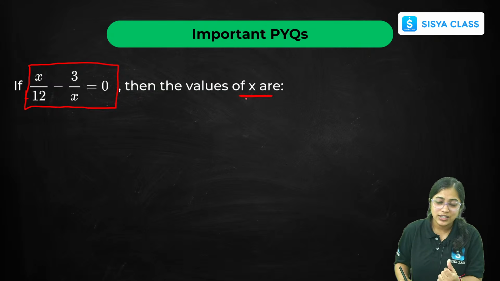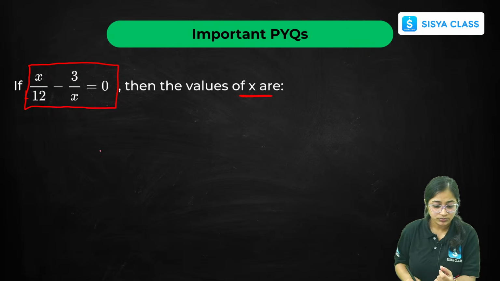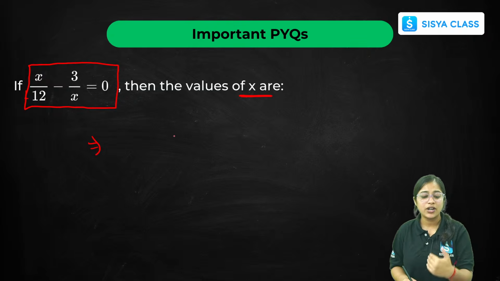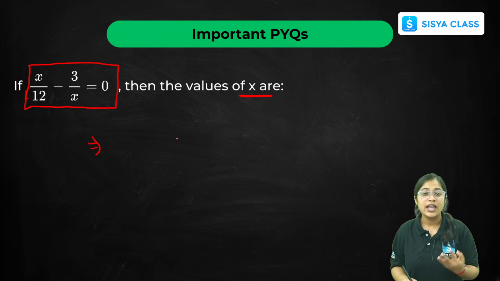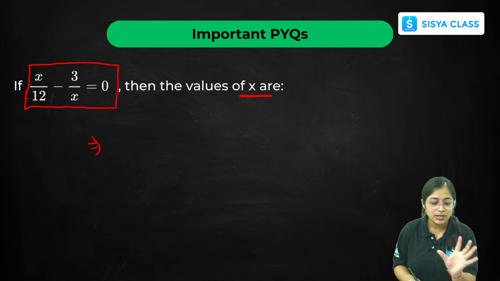So here, what is the value of x? Got it? So okay, first let's simplify. You can use any method here: the factorization method, the square root method, and the formula method as well. So let's simplify this equation.